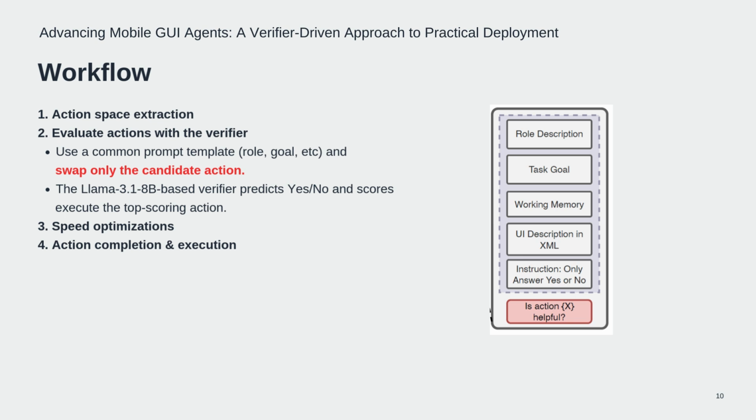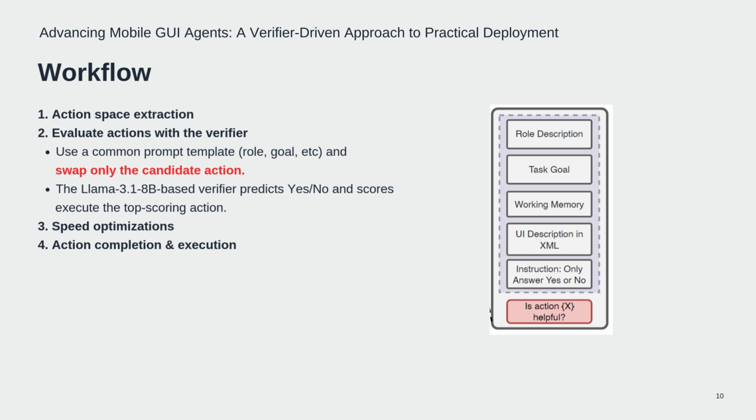The only part of the prompt that changes across the batch is the description of the candidate action. Everything else stays the same. This is where we leverage caching. The model processes the common part once. Then we quickly swap in each action to get a yes or no judgment.